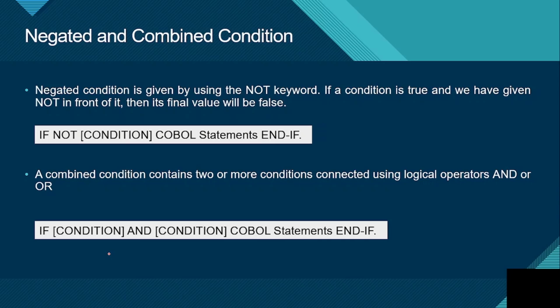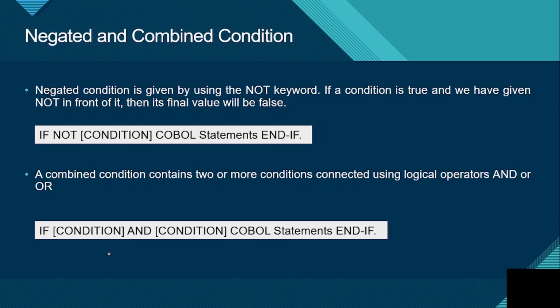So, the negated and combined condition. A negated condition is given by using the NOT keyword. If a condition is true and we have given NOT in front of it, then its final value will be false. In another programming language, the NOT keyword is an exclamation mark. So: IF NOT condition, then COBOL statements, then END-IF. Or a combined condition contains two or more conditions connected using logical operators, AND or OR: IF condition AND condition, COBOL statements.